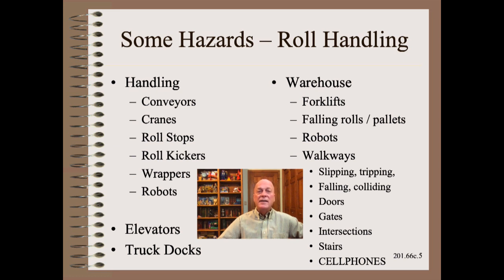The first is gated walkways at intersections. Here, the worker might be distracted by the process of opening the gate, possibly holding it open for a buddy instead of paying attention to the forklift traffic.